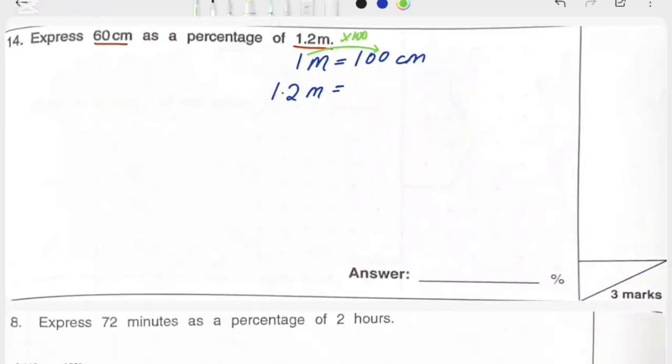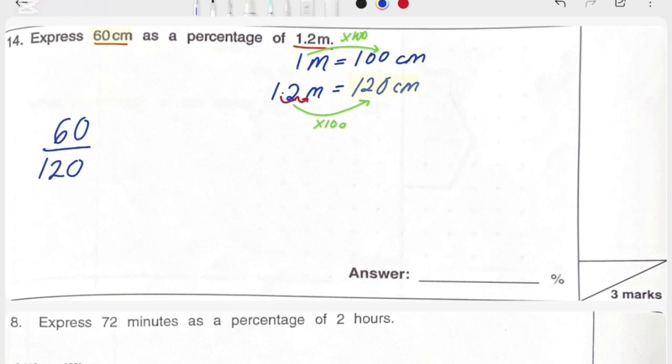1.2 times 100 is equal to, you just need to move the decimal point 2 steps to the right because the number gets bigger when you multiply. So the answer is 120 centimeter. Now we have both 60 centimeter and 120 centimeter in the same unit. Let's get the fraction, 60 over 120. Now let's turn the fraction into percentage by multiplying the whole fraction by 100.